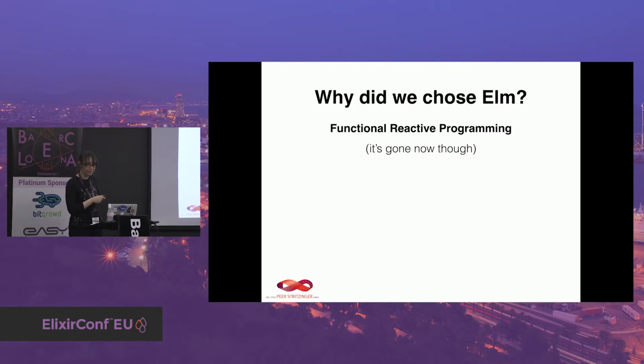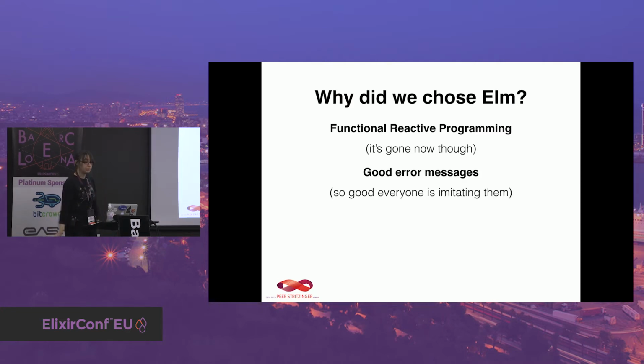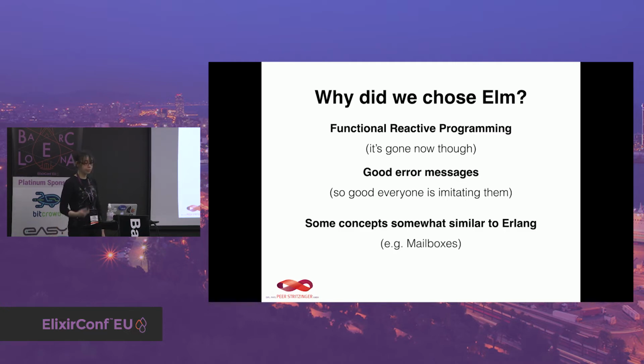But still, Elm is still good. Also, the great error messages. In fact, they're so good, everyone is imitating them, even Haskell now, and Rust is doing that as well. And also, some concepts used to be somewhat similar to Erlang, like mailboxes, but that is gone as well.